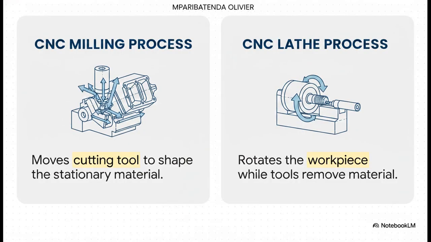Just to summarize that crucial difference, because this is something every trainee absolutely must get right. Mills move the spinning cutting tool around the material, while lathes spin the workpiece itself against a stationary tool. So, if you need to machine symmetrical, cylindrical parts, think long drive shafts, heavy-duty screws, or threaded bolts, the lathe is your go-to. But if you're carving a complex, boxy engine block, you're heading straight to the mill.